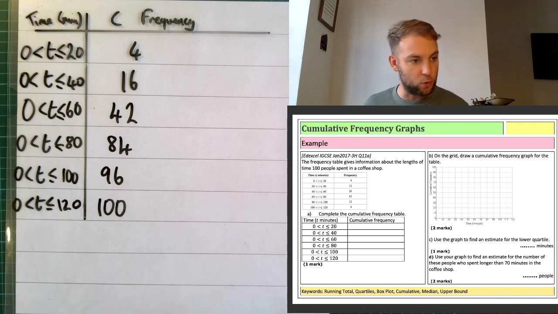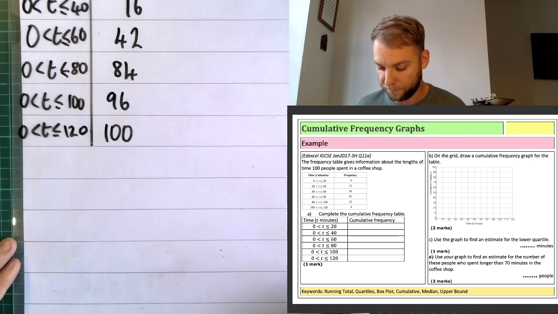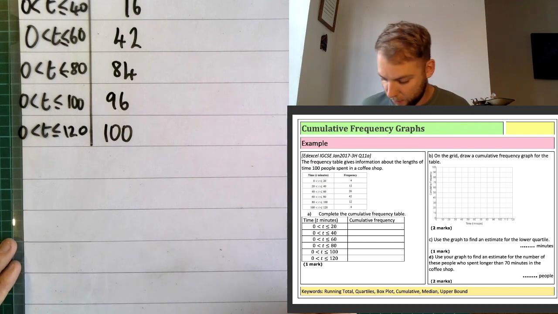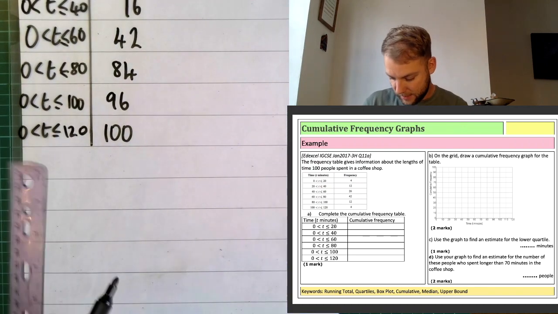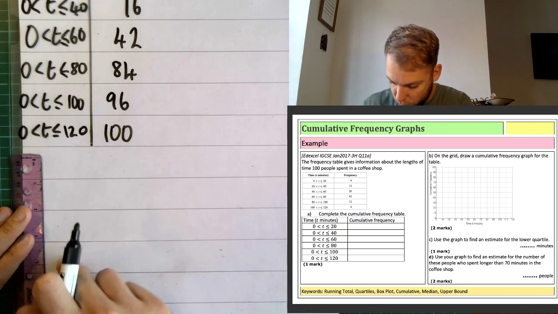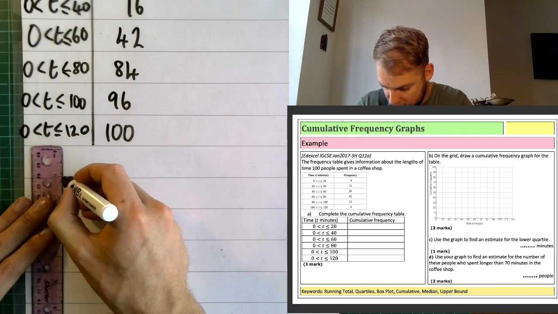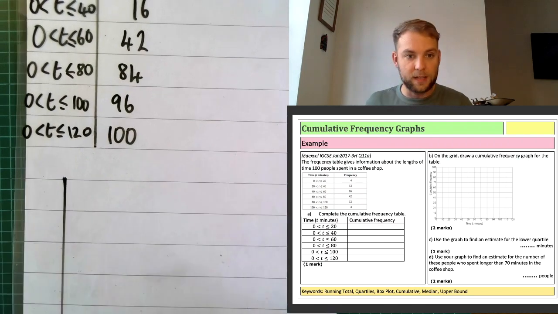Now they're asking us to draw the table. So what have we got to go up to here? We've got to go up to 100, so I'm going to go up in 20s. Let's do that here. So 1, 2, 3, 4, 5 is enough. Okay, so draw that to make sure you can see it.